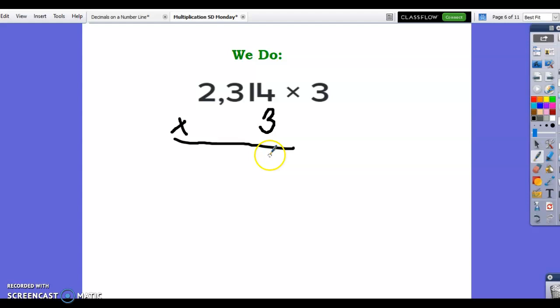So 4 times 3 is 12. The 2 goes down below, and then it is a +1. Then it is 1 times 3, which is 3, plus 1, which is a 4, down below. Then you have 3 times 3, which is 9. And today we're just adding on that thousandths place, which is 2 times 3, which is 6. We bring down our comma, and that answer is 6,942. If you need to pause the video here and get your work written down, do that for me right now.